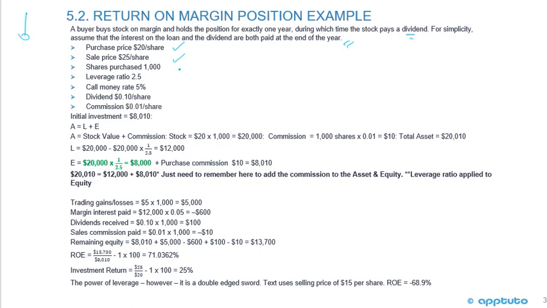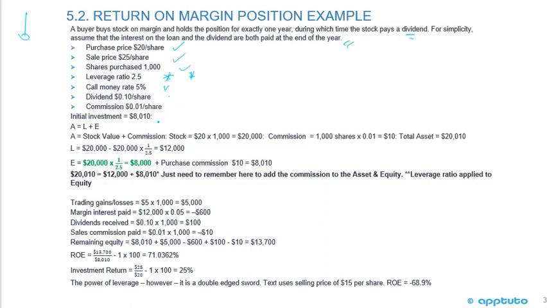The shares purchased is 1,000. The leverage ratio, something we're going to see when we talk about margin positions, is 2.5. We'll see more about how we calculate that and what it means. The call money rate is 5%. We're borrowing money, so that's what we have to pay. The dividend is 10 cents per share. We bought 1,000 shares at 10 cents per share, so we know what the dividend is going to be. There's also a commission of 1 cent per share, on both buying and selling.